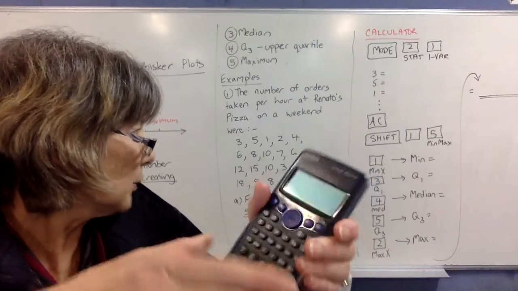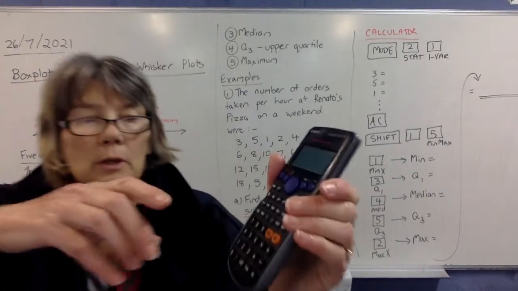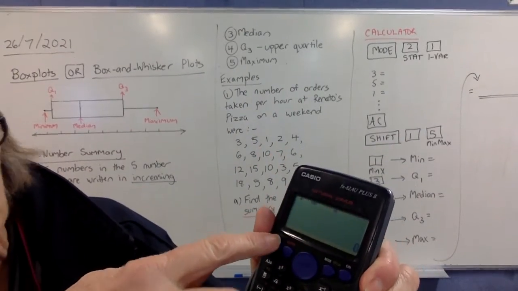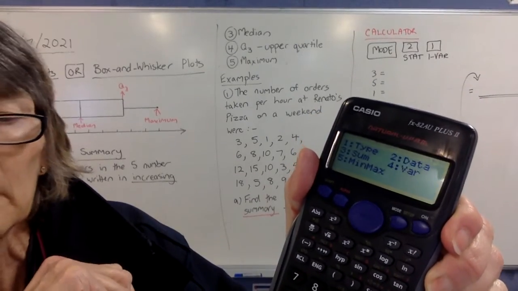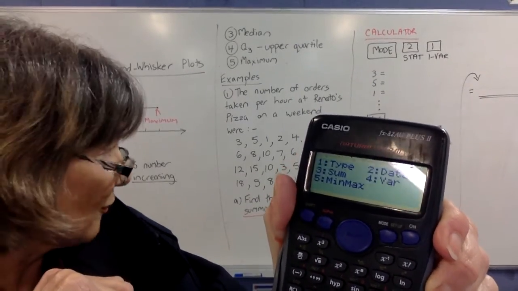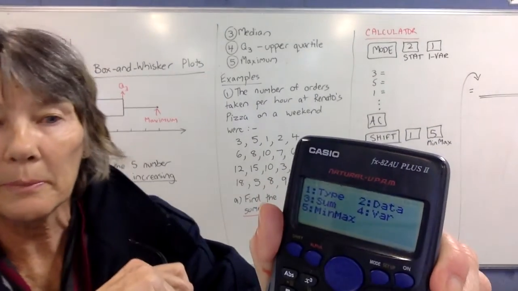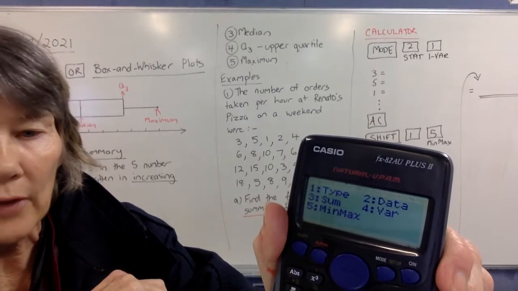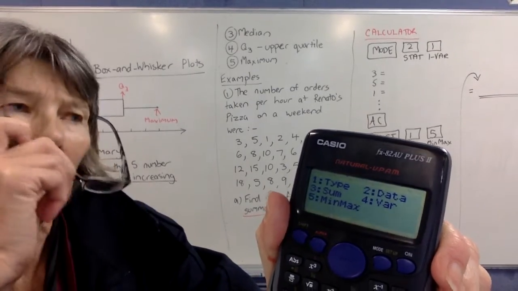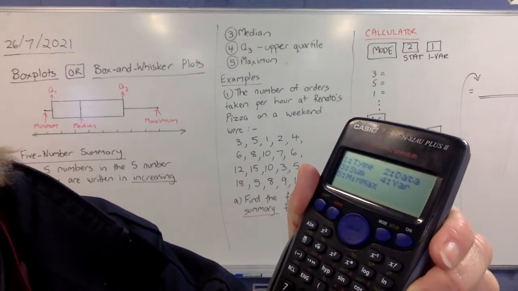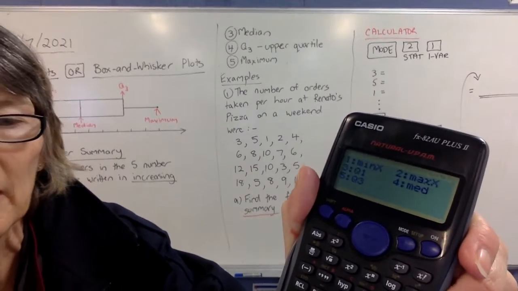So now we're going to press Shift 1, 5. So it looks like this. We're going to press Shift and then 1. Now, it'll come up looking like that. So we're going to press 5 for min-max. Before, all the work we've done before, we've used 4 for variables to get our mean and our standard deviation. But for this work, we're pressing 5 for min-max. So I've just pressed the 5 and that's what you'll get.